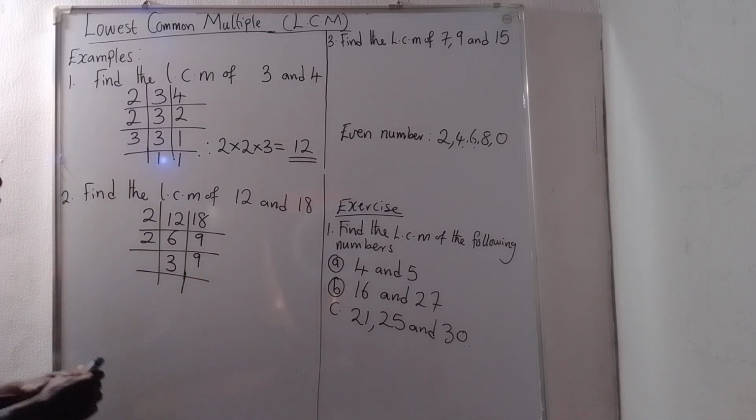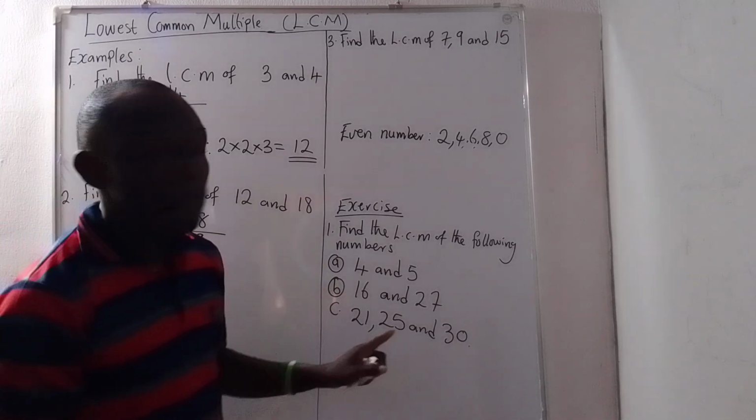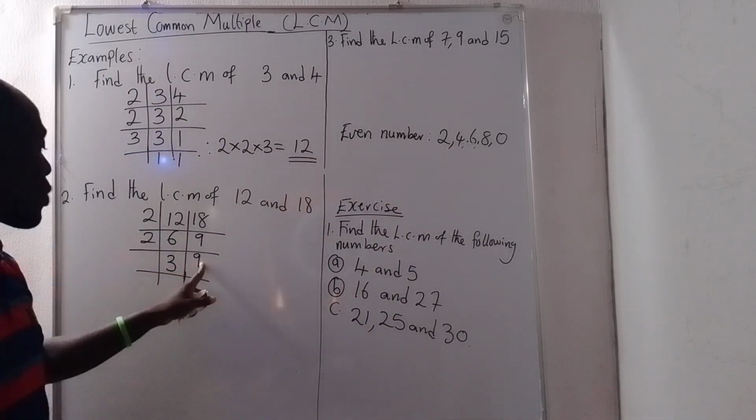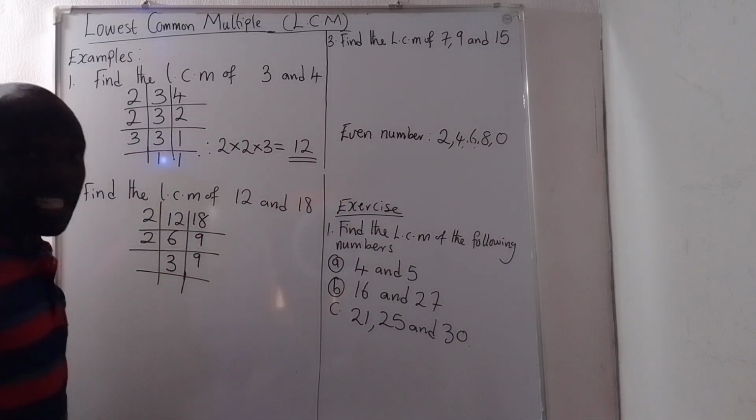Now we check again. We have 3 here, we have 9 here, and 2 cannot divide either of them. 2 cannot divide 3 because 3 is not here, and 2 cannot divide 9 because 9 is not here. So we go to the next number serially.